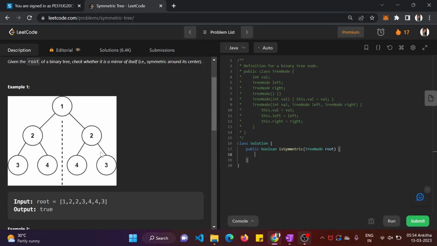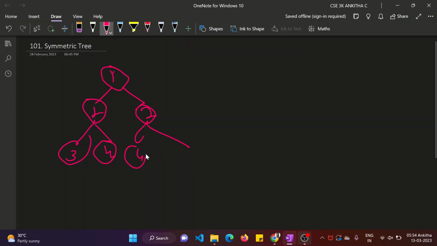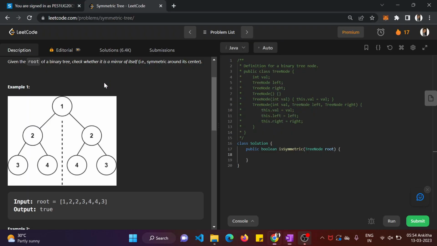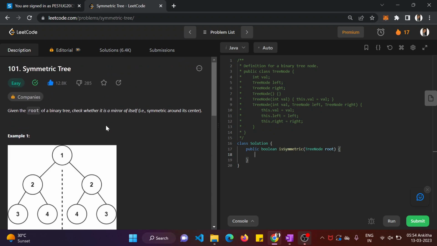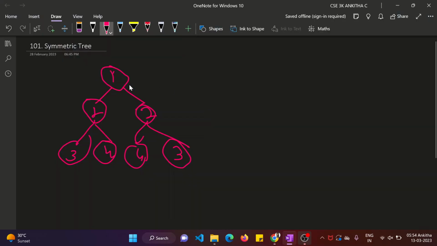Here comes in 4 and 3. So, what they have told is, given the root of a binary tree, check whether it is a mirror of itself, that is symmetric around its center. So, what is the center of the tree? That comes in here. If you draw a line in the center, you can observe one is at the root, so yeah, it is symmetric.